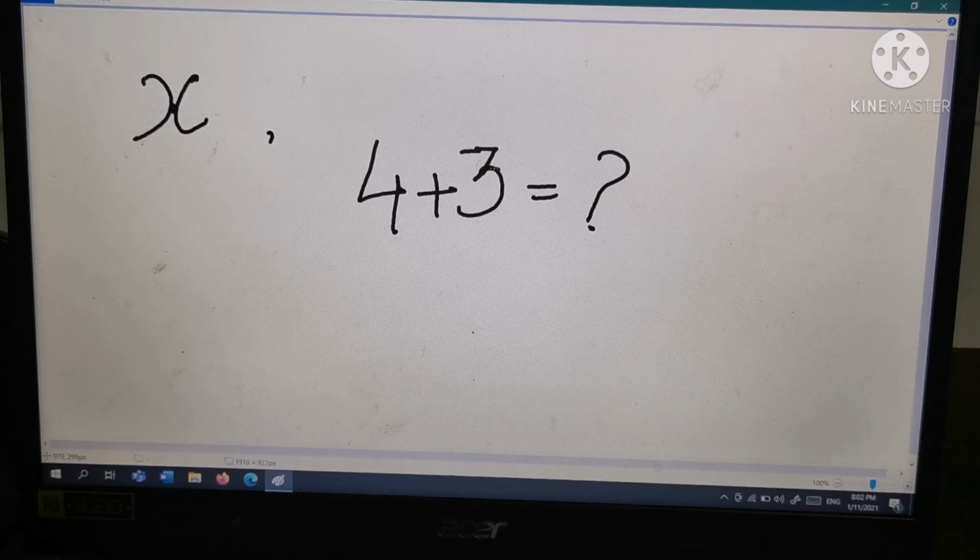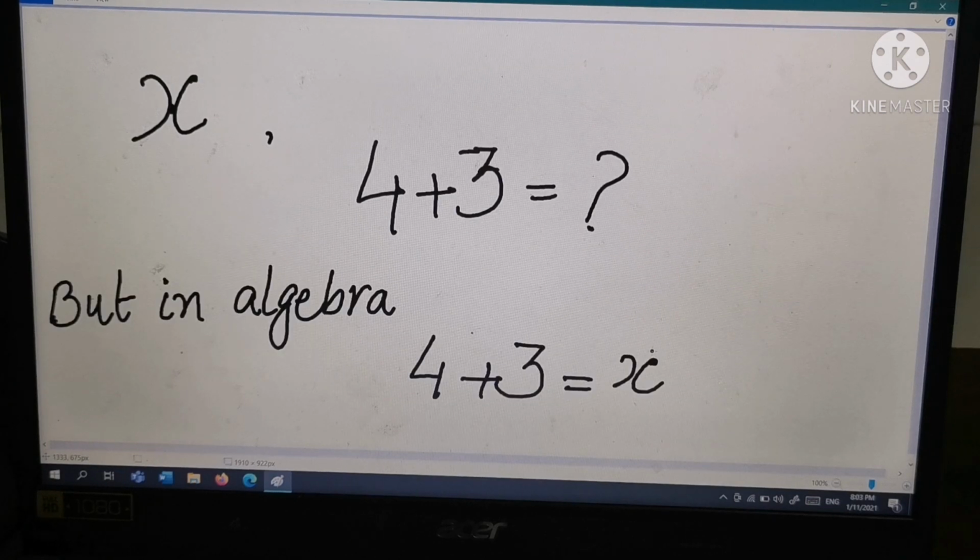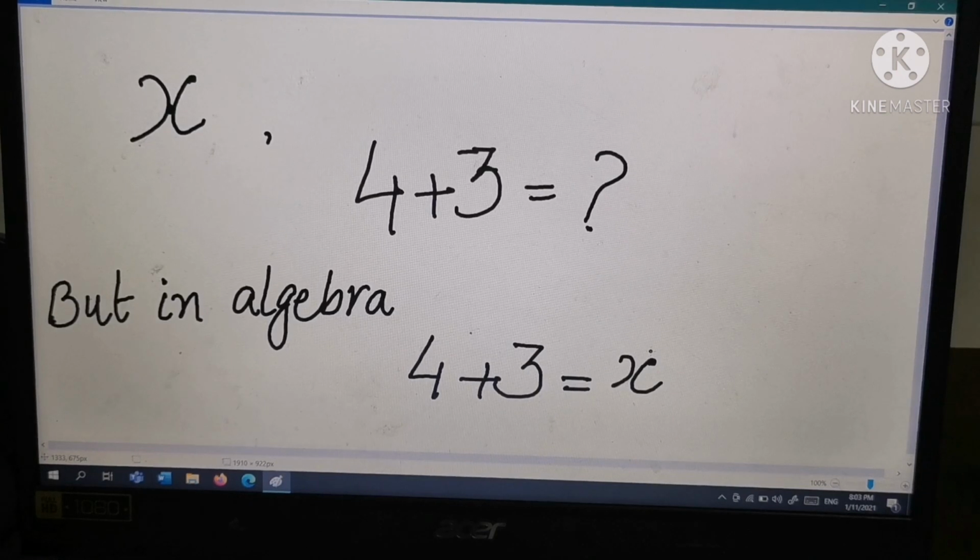So in arithmetic, we will just leave the problem like this: 4 plus 3 is equal to unknown number. We will write the answer after we do the addition. But in algebra, we will write like this: 4 plus 3 is equal to X. And then we will have to find the value of X, as the X stands for the unknown number.